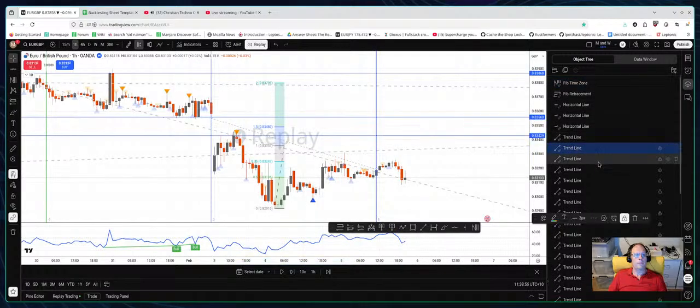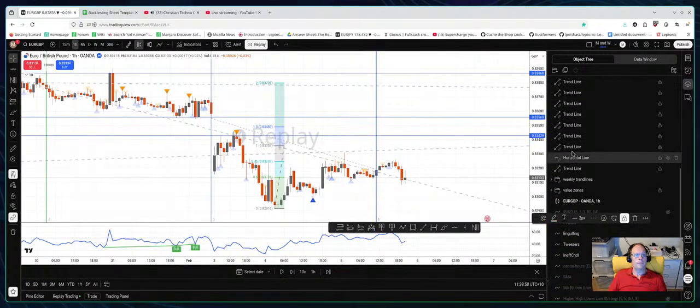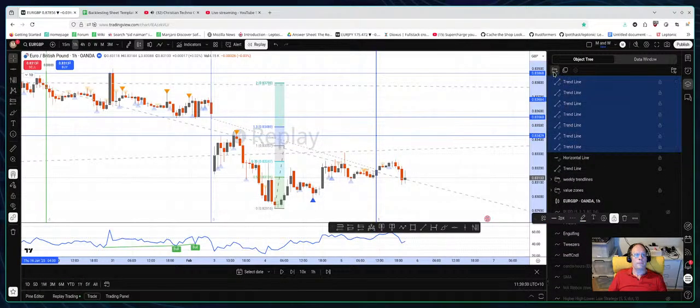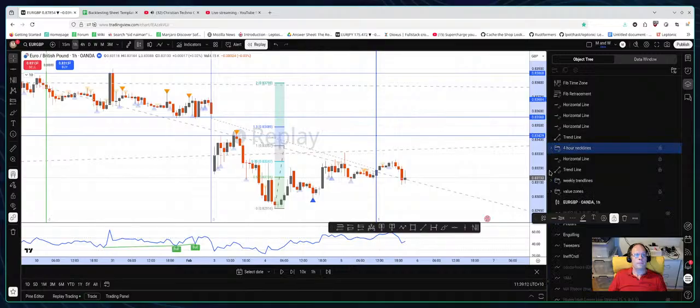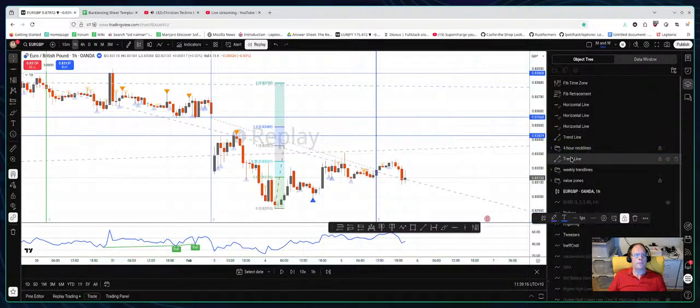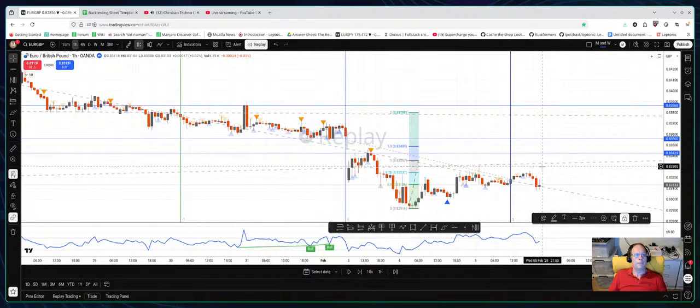All of these trend lines need to go into a folder for 4-hour trend lines because I can keep them on there forever. 4-hour necklines, and they're already locked, so that's good. This one, oh, that goes in there too. I'm pretty sure that's probably going to go in there too. Okay. Cool. Get rid of that.